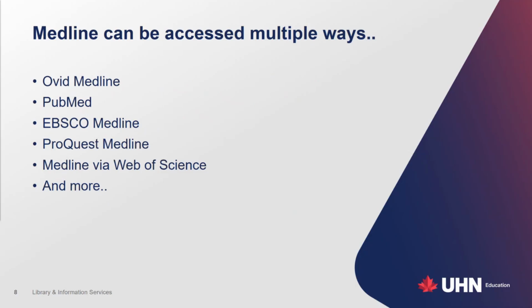Medline can also be thought of as a data set that can be accessed in multiple ways. For example, if I say Medline, most people are probably thinking about the version of Medline through Ovid, but it can also be accessed through PubMed. And there are also platforms other than Ovid that are not mentioned as often or not as common. For example, EBSCO, ProQuest, and Web of Science. For today's workshop, we're going to be comparing Ovid Medline and PubMed. Both are available through UHN Libraries.